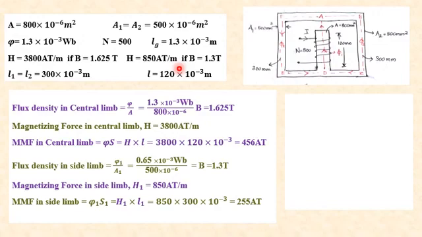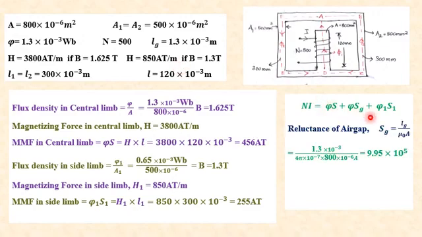Next we need to find out the MMF in the air gap. For that, first we need to find out the reluctance of the air gap, Sg. Reluctance Sg is equal to Lg by mu 0 A. All the values are given in the question, and by substituting them we get 9.95 into 10 raised to 5.